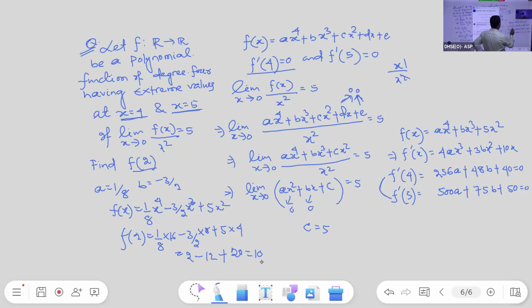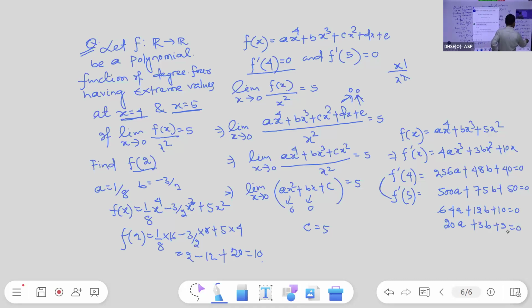On solving these two equations, you can solve these two equations. Now you see, 64a plus 12b plus 10 is equal to 0. Each term of the second is divisible by 25. So 20a plus 3b plus 2 is equal to 0.